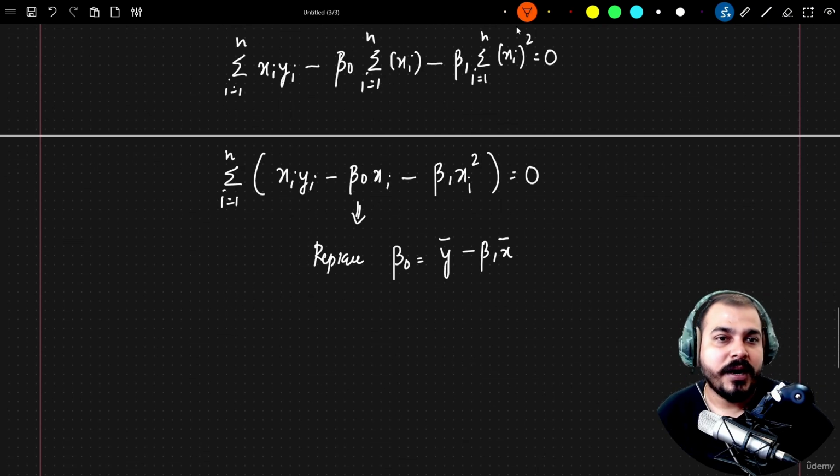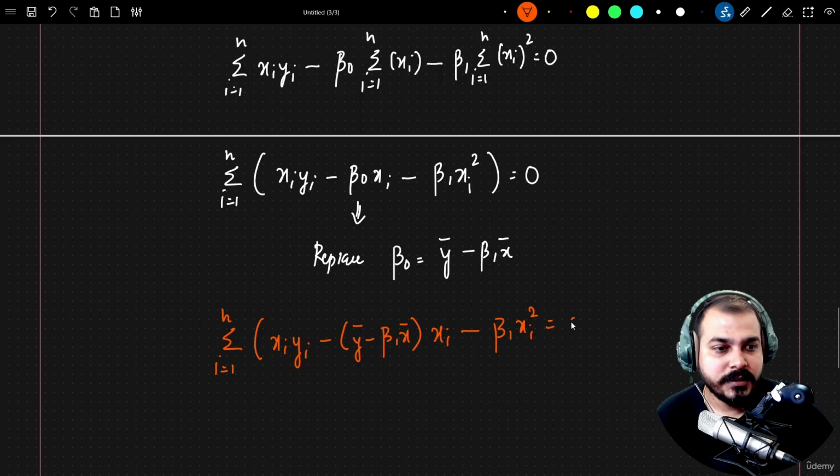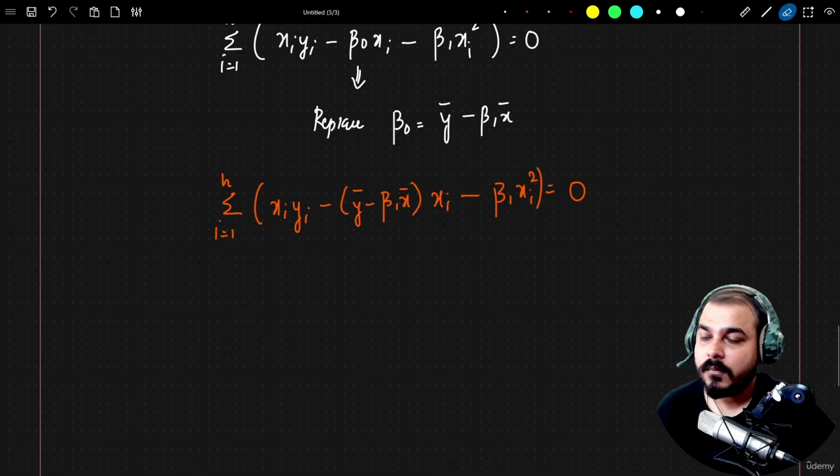Now let me go ahead and write in different colors. So this will be summation of i equals 1 to n, x of i, y of i minus beta 0, which is nothing but y bar minus beta 1 into x bar, and then you have x of i, minus beta 1 x of i whole square, and this is basically equal to 0. So guys, once we replace beta 0 by y bar minus beta 1 into x bar, you'll be able to see this.